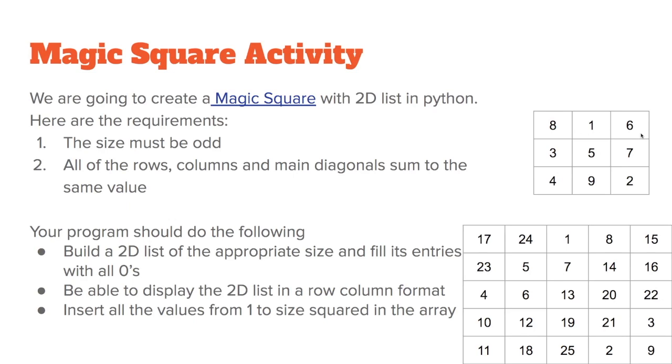So if I'm looking at a 3 by 3, you'll notice 8 plus 1 makes 9, plus 6 makes 15. 3 plus 5 makes 8, plus 7 makes 15. 4 plus 9 plus 2 makes 15. 8, 3, and 4, 15. 1, 5, 9, 15. 6, 7, 2, again, 15. And if you go down the diagonals, you'll find that it's 15 as well, whether you go down into the right or down into the left. Okay. We're going to make sure that the size is odd, and it should work out the same way.